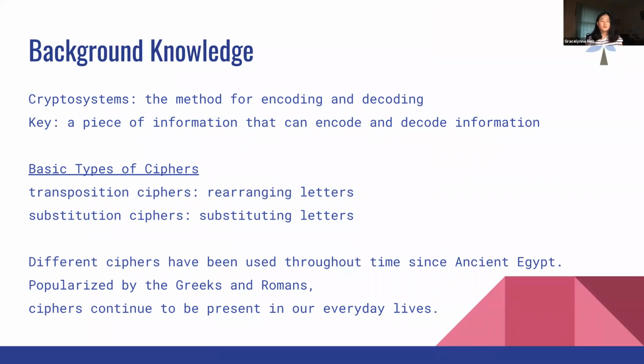Okay, so when we look at cryptography, we first want to start with some background knowledge. For starters, the definition of cryptosystems, which is a term I will be using, is the method for encoding and decoding. And the key is often a piece or pieces of information that can encode and decode information.